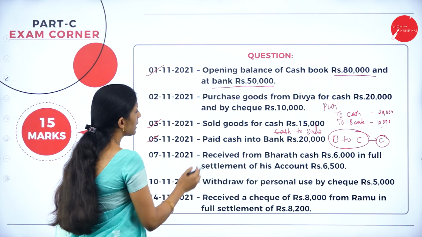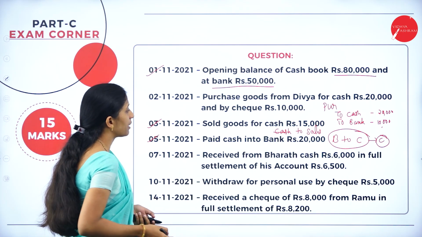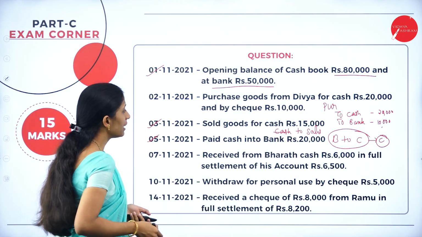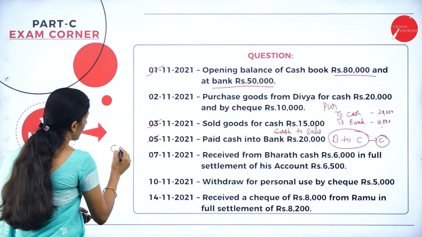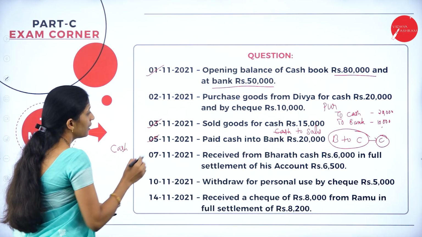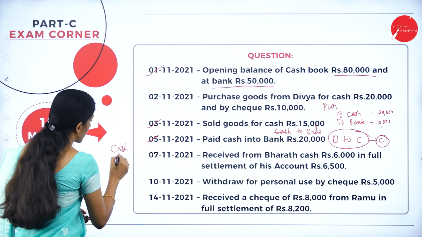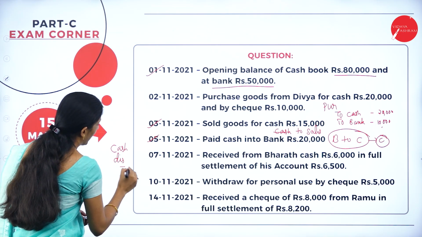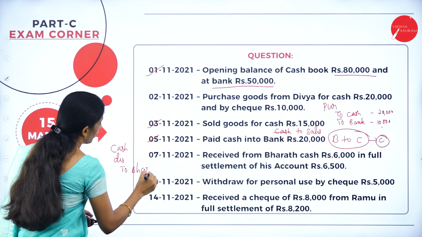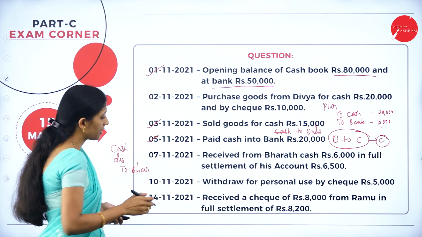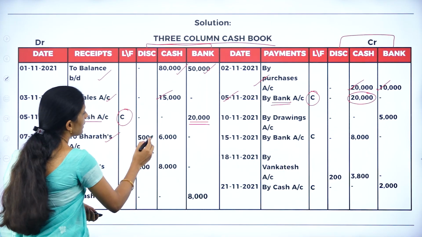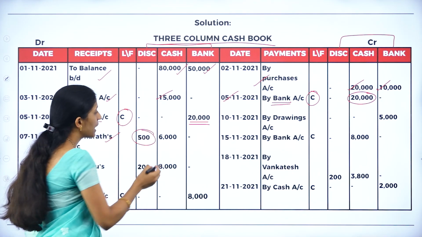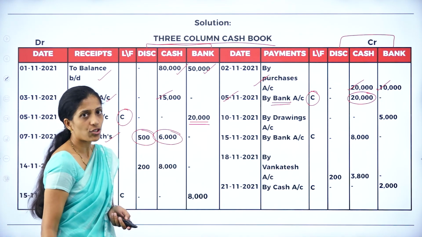Next one, received from Bharat cash in full settlement of his account, 6,500. Received from Bharat. So we have received cash. So your entry is cash account. Then we have allowed him discount. So discount allowed to Bharat's account. So how do you write? To Bharat. So you'll write to Bharat's account. Discount 500 we have allowed and 6,000 in the cash column.